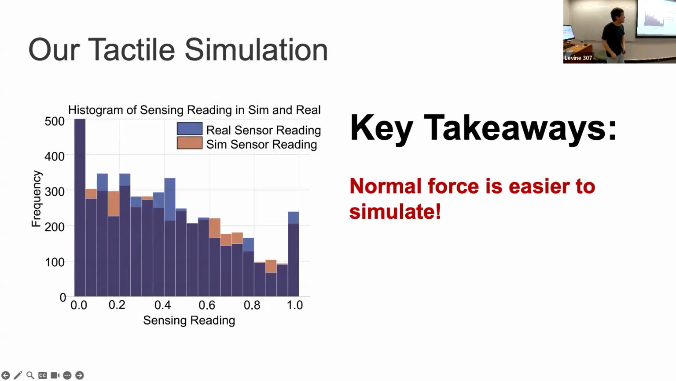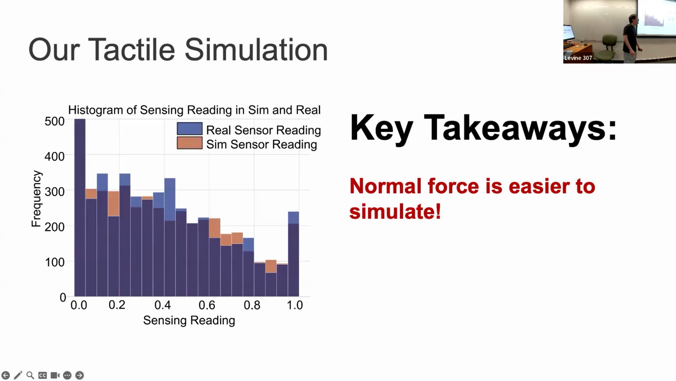So the key takeaway here is normal force is easier to simulate. We know there are a lot of existing simulations for geoscience. If you want to simulate the image, that's pretty hard. Also, if you want to simulate the camera image from simulation, it also has a lot of gap between the simulation and the real. But the normal force field will be easy to simulate.